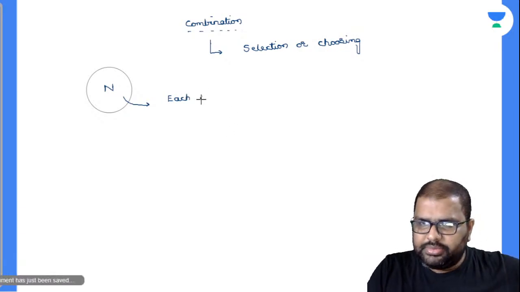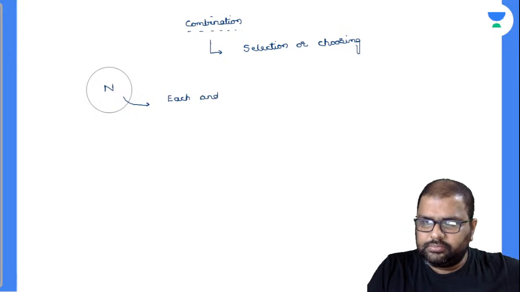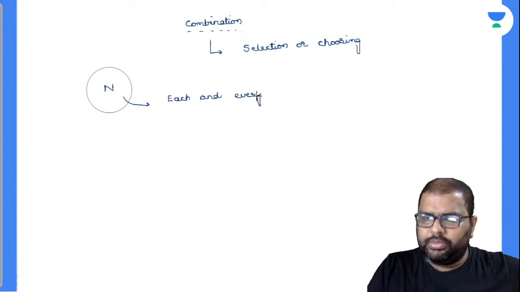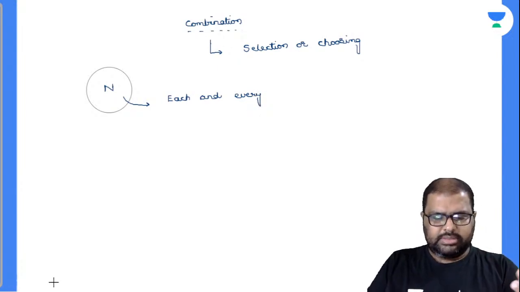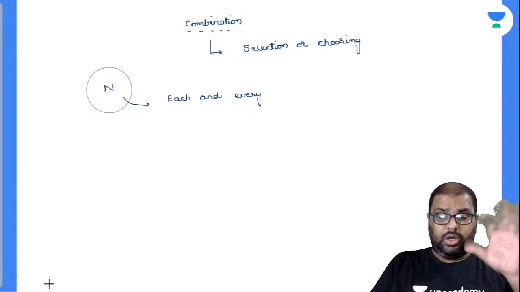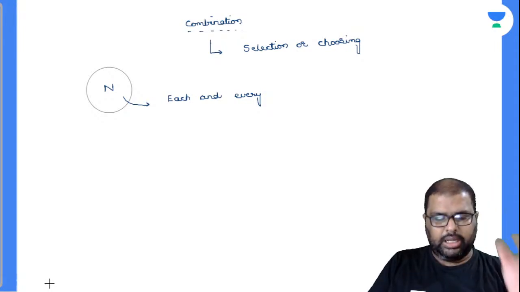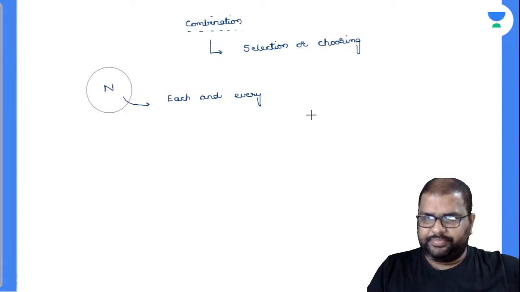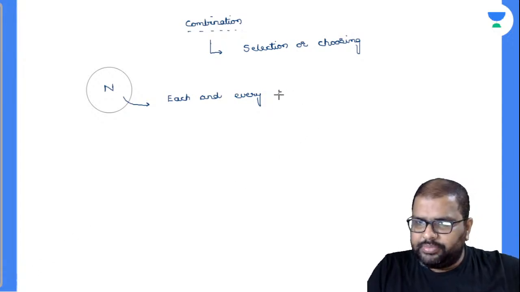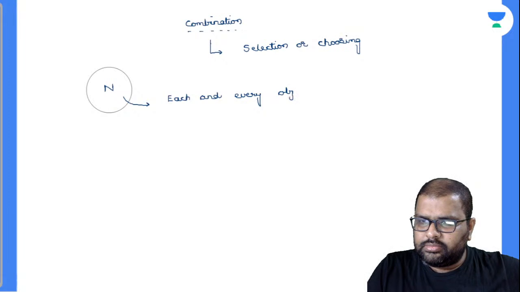Each and every object, so you must not get a doubt, sir, whether it is repetitive or non-repetitive. In nature, everything is non-repetitive only unless it is given in the question. Each and every object is distinct and different.